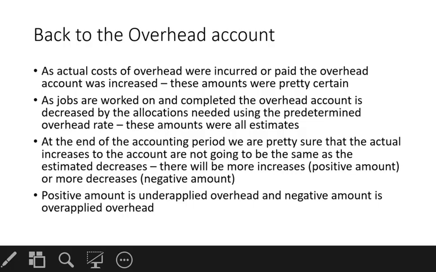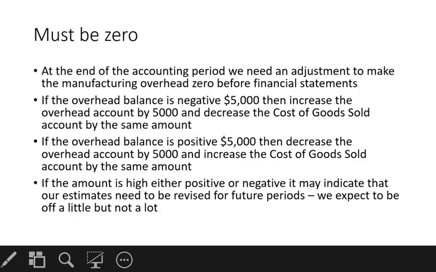So that's just how we indicate that, okay? Here's the thing. At the end of the year, when you're going to do financial statements, at least that often, more often if you choose, that overhead has to be zero. You cannot have overhead on the financial statements. So it has to be zero. So that's what you do, you take care of this over or under applied overhead, okay? If it is a credit balance, you debit it. If it's a debit balance, you credit it. And you put the other side of that journal entry into cost of goods sold.